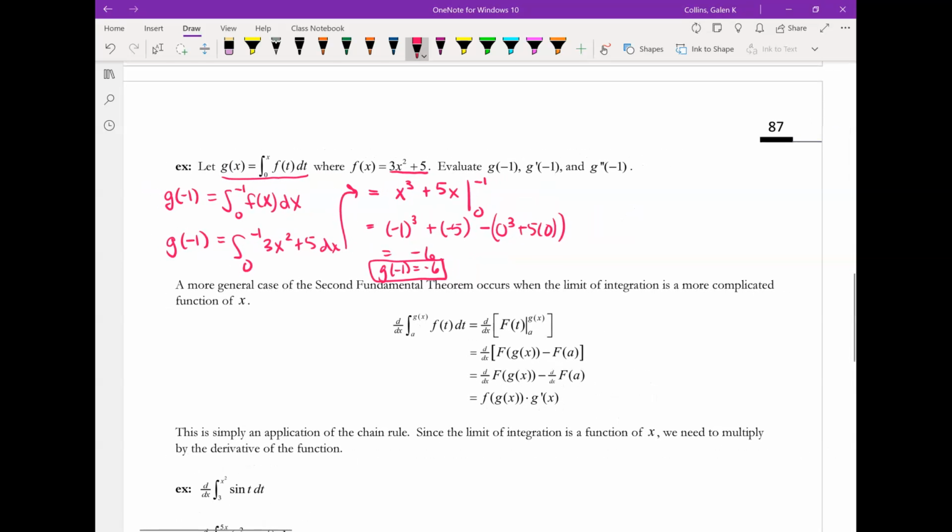All right, so that one we just got by plugging -1 in. The next one, when we go to find g prime, remember, to find g prime of -1, we have to know g prime of x first. So this is where that second fundamental theorem comes in. When I take the derivative, I'm taking the derivative of an accumulation function. Like g prime of x is the derivative of this function.